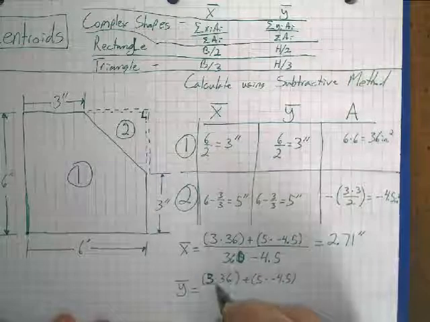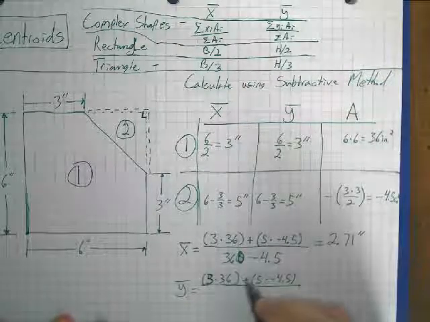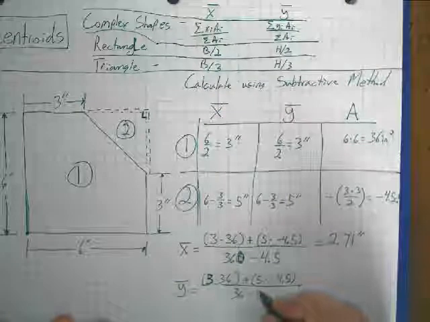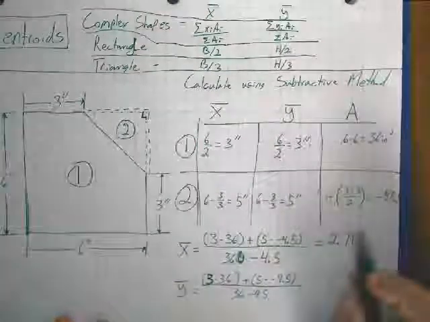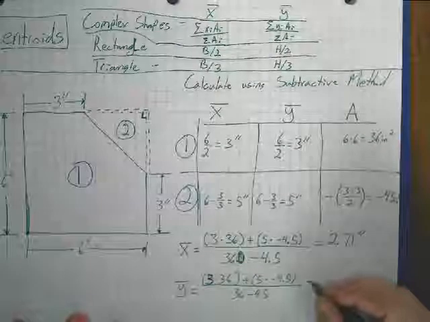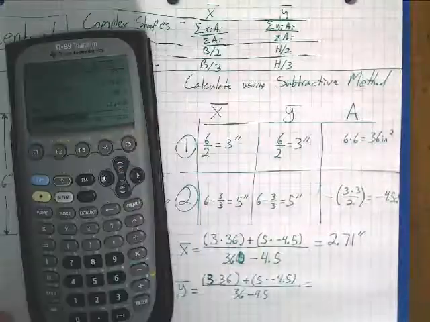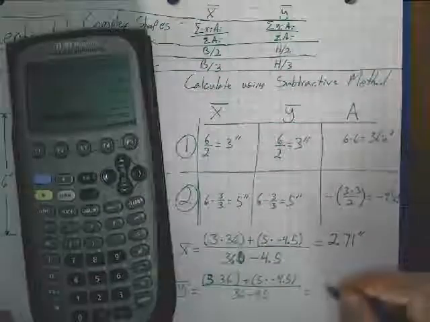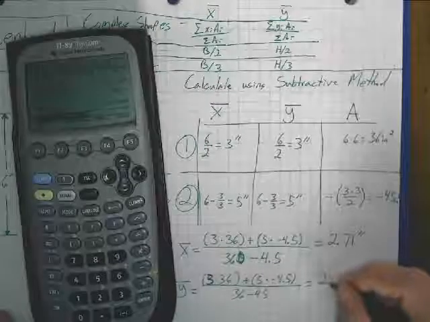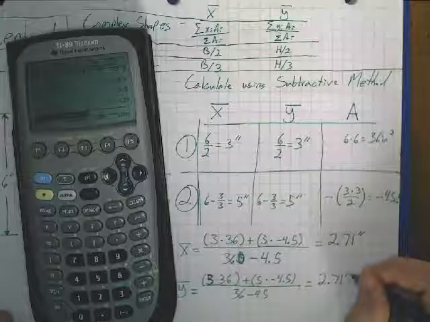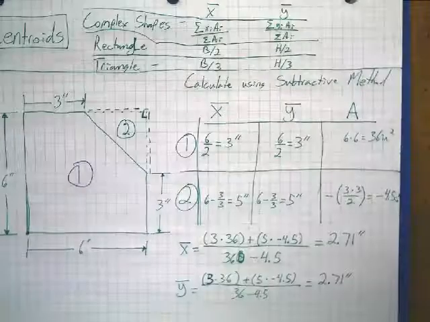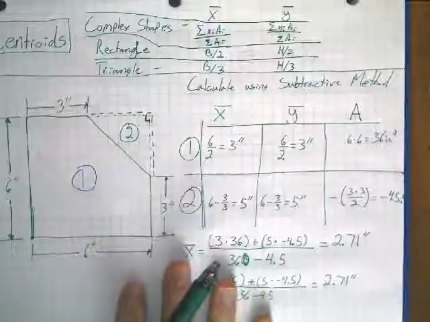Okay, divided by, again, we do our areas, and we'll do 36 minus 4.5 because we use the negative area, and we're just adding those together. So if I do this again, I have the exact same numbers that I had before, so I don't even need to type it in again. 2.71 inches. So there we go. 2 different ways to do the same problem using this subtractive method.